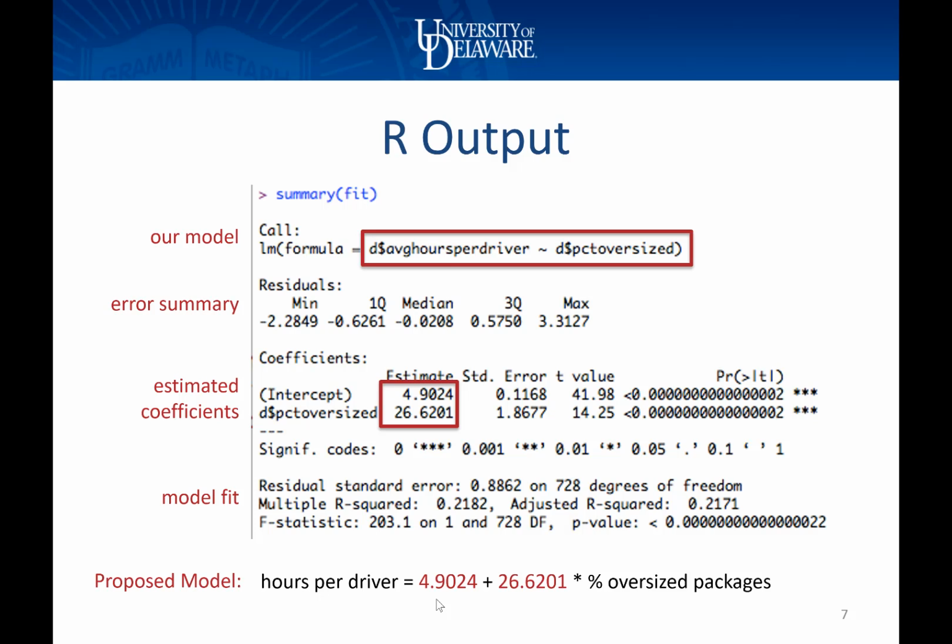But we need to back up one step. We need to test to see if 4.9 is actually a good estimate or if we should better use 0. And we need to do the same thing with 26.6. Is it a good estimate or would we be better to use 0? So let's look at the other details of these estimates that are provided.